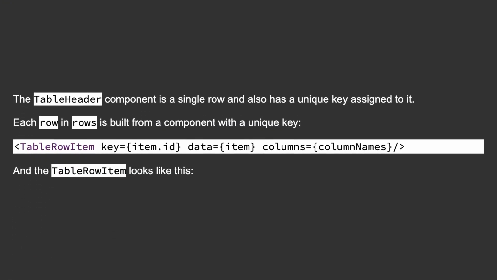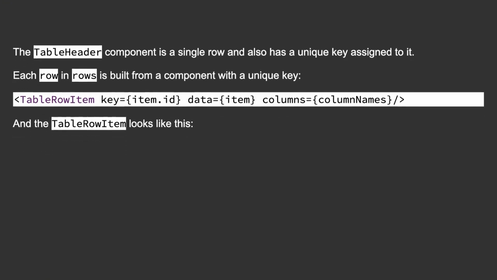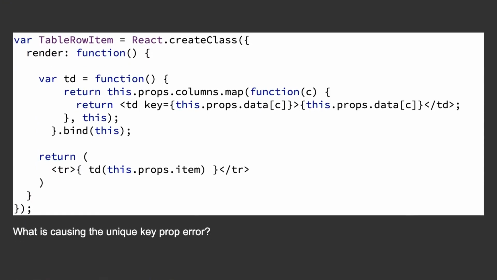The table header component is a single row and also has a unique key assigned to it. Each row in rows is built from a component with a unique key. And the table row item looks like this. What is causing the unique key prop error?